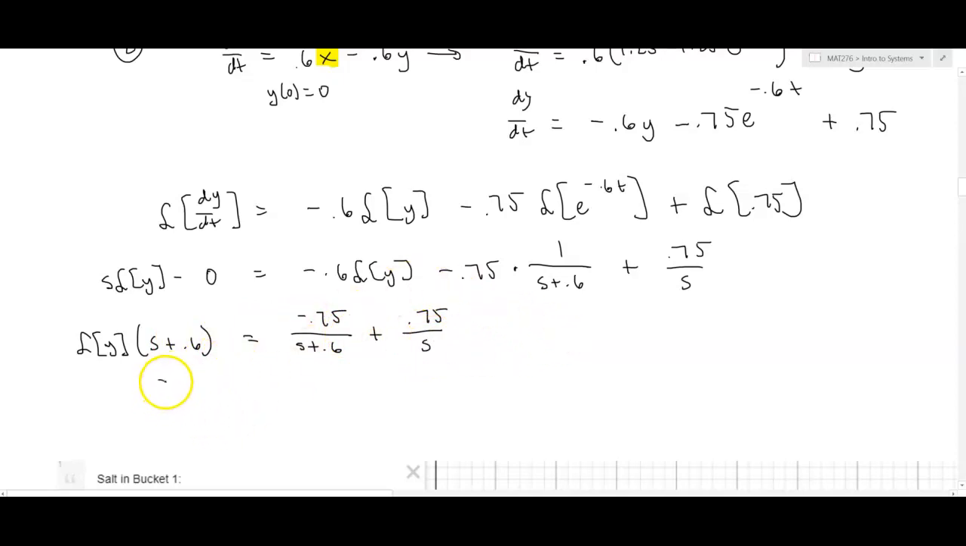So once I do that, I get Laplace of y equals negative 0.75 over s plus 0.6 times s plus 0.6. And then I'll have plus 0.75 over s times s plus 0.6.